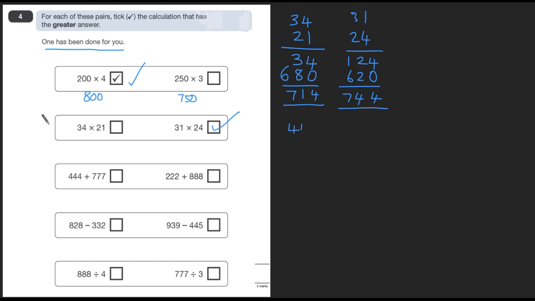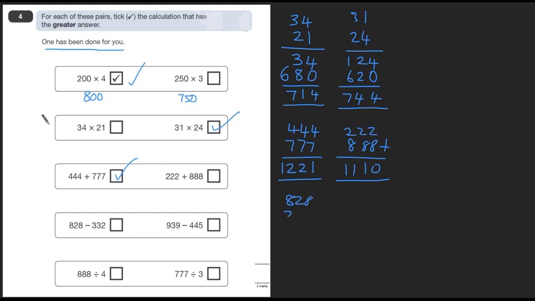So 444 add 777. 7 plus 4 is 11, 12, 1221. 222 add 888. Please add that without making careless mistakes. 8 plus 2 is 10, 1 remaining. 1 plus 2 is 3, 8, 11, 1 remaining. 1 plus 2 is 3, 8 is 1110. So in this case, this is greater.